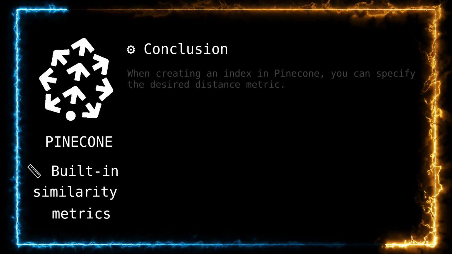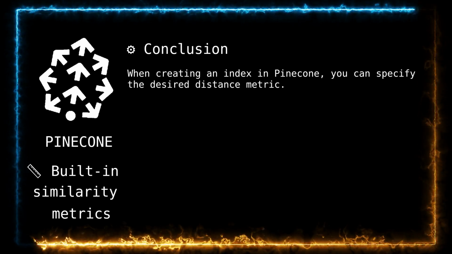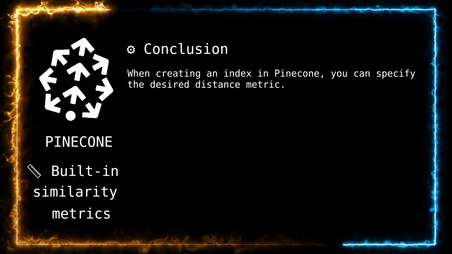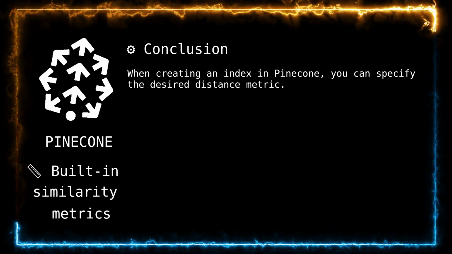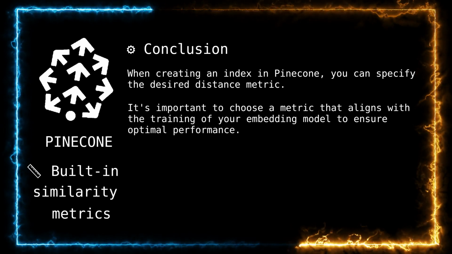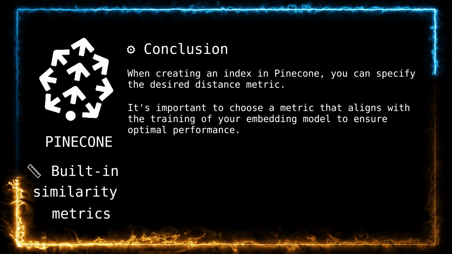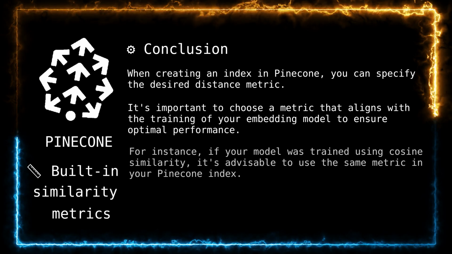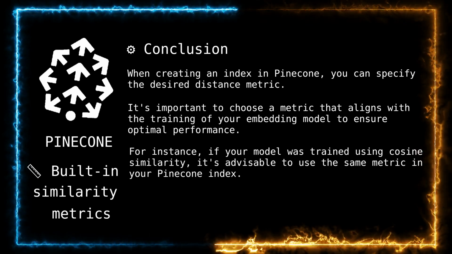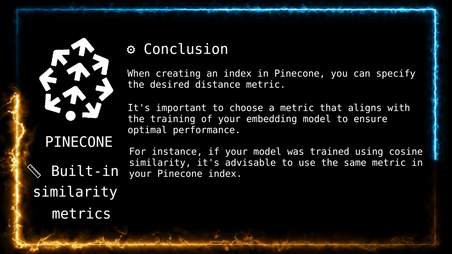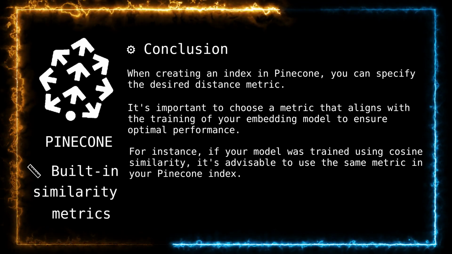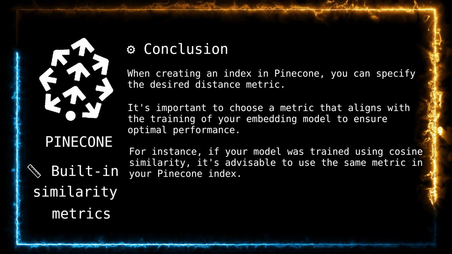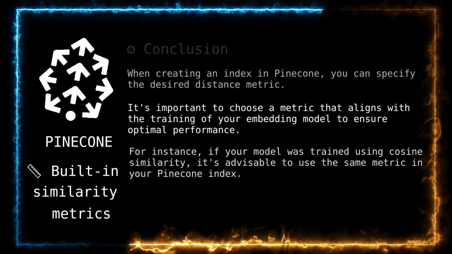In conclusion, we can say, when we create an index in Pinecone, you can specify the desired distance metric. It's important to choose a metric that aligns with the training of your embedding model to ensure optimal performance. For instance, if your model was trained using cosine similarity, it's advisable to use the same metric in your Pinecone index.